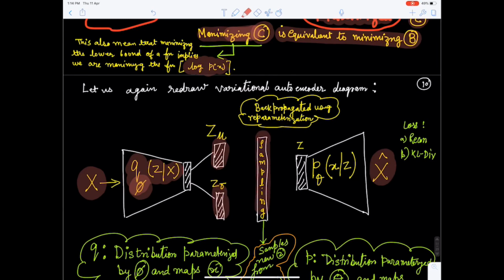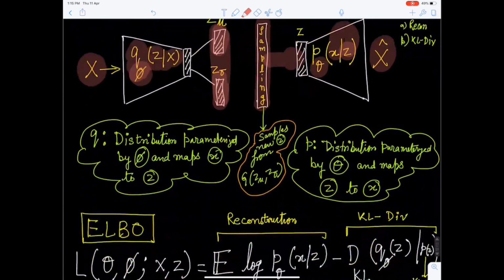From that distribution, I have sampled something. Using that sampled thing, I pass it to my decoder. The decoder is again a mapping network, parameterized over theta, and it takes a Z and generates an X for me. What is your expectation? Your expectation is that the distance between the predicted X and the X that I have given should be minimized. This was the reconstruction loss. The second thing was that the KL divergence between this distribution and the unit normal should be as small as possible. This was the diagram.